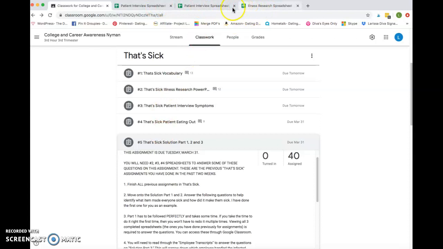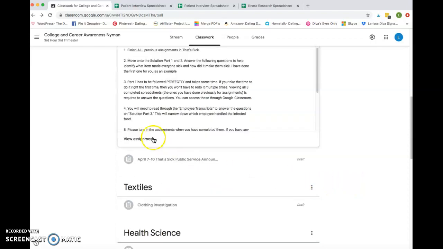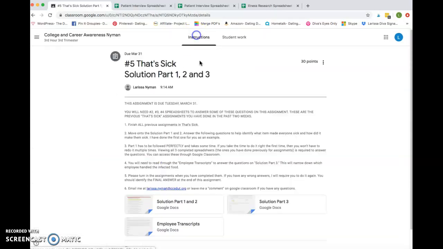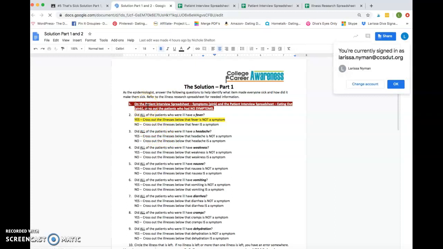I have them open right here. You're then going to move on to solution part 1 and 2. So solution part 1 and 2 are right here. It is going to ask you specific questions, and you answer the questions by looking at your 3 spreadsheets. So right here, on the patient interview spreadsheet, did all the patients who were ill have a fever?